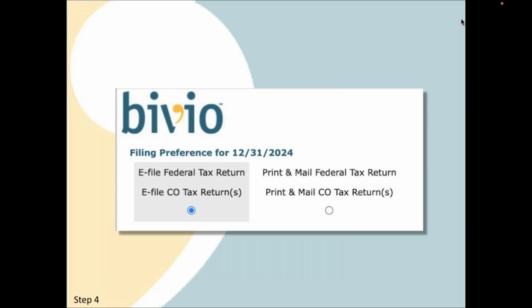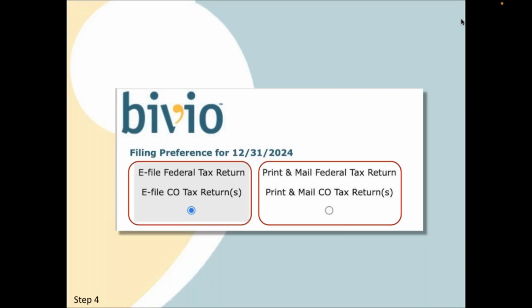You need to choose from 2 options for filing your club's returns with the IRS: e-file or print and mail. We recommend the ease and security of e-filing when possible. If your club requires any of the state returns that are included in your bivio subscription, California, Colorado, New York, New Jersey, and Pennsylvania, they will be available to e-file and print and mail depending upon the state.